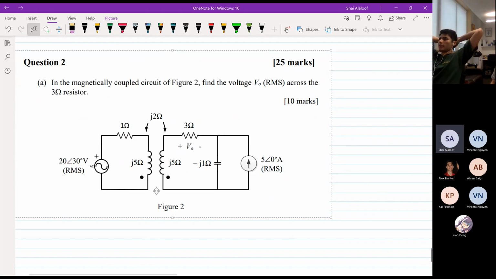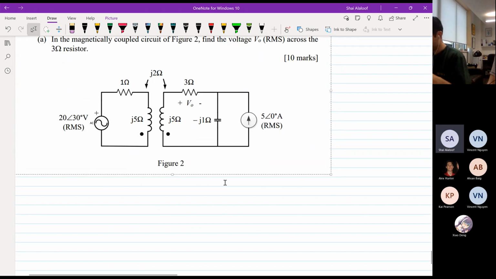Okay, in the magnetically coupled circuit of figure 2, find the RMS voltage across the 3 ohm resistor. Just keep in mind that the voltage is in RMS already. So you actually don't have to do any RMS calculations because everything is in RMS since the source is. Oh, and so both sources are, I mean. Otherwise you'd have to convert.